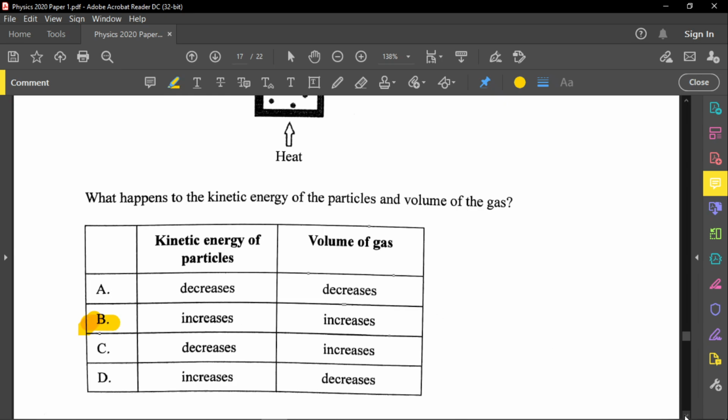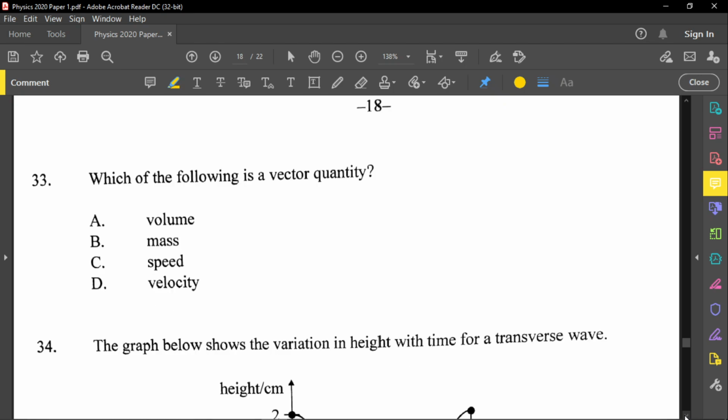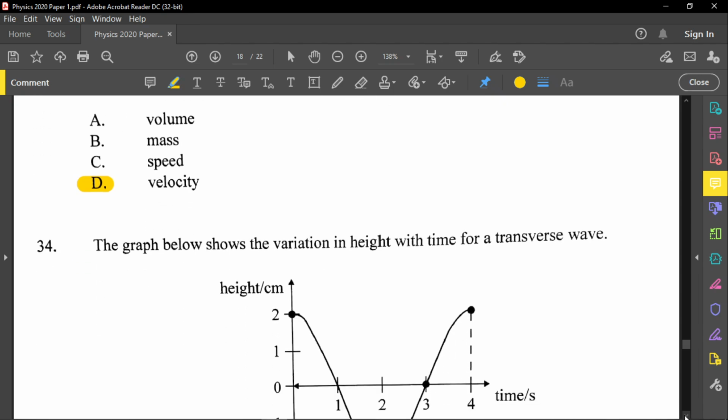All right, let's jump on to question number 33. It said, which of the following is a vector quantity? Looking for vector. Remember now, vector has both magnitude and direction. And so volume, mass, and speed are not vector quantities. So velocity is, because velocity deals with displacement, which is a vector quantity. Displacement over time. Now, let's look at question number 34.